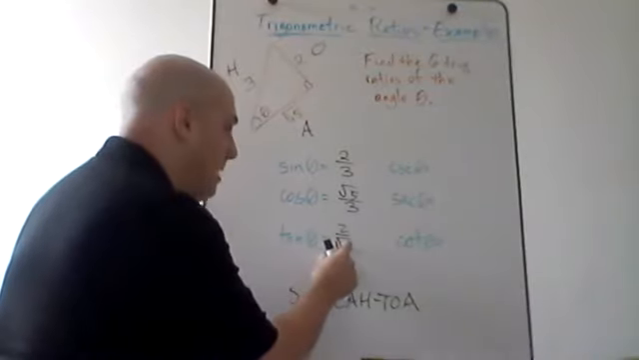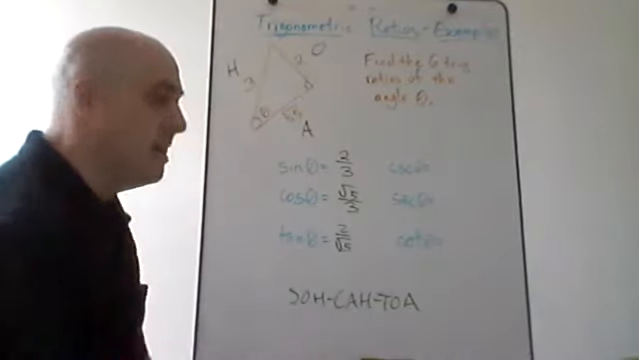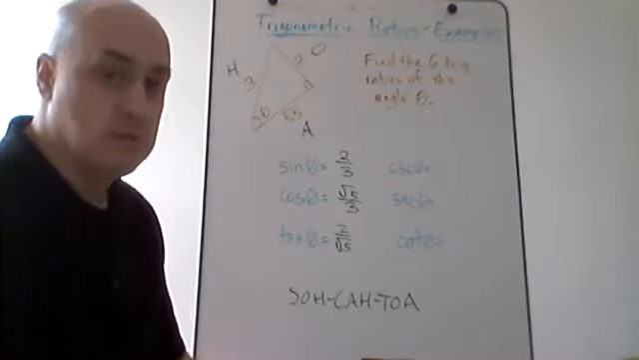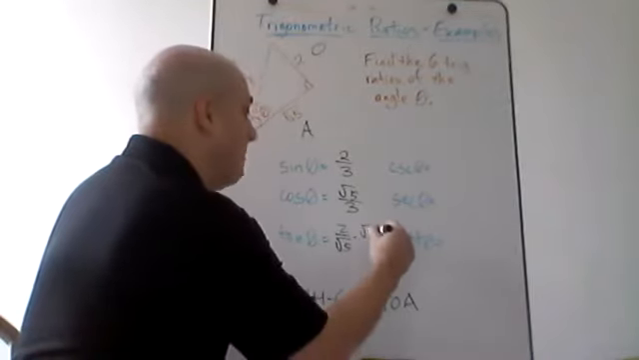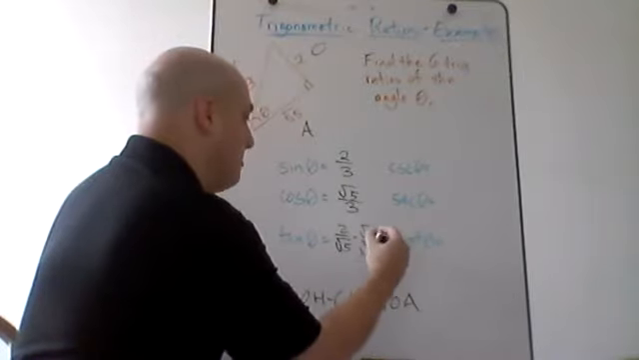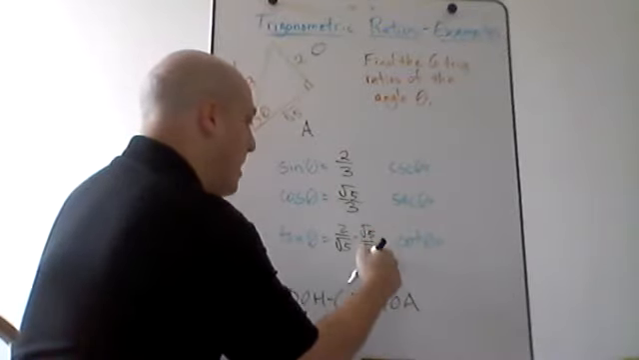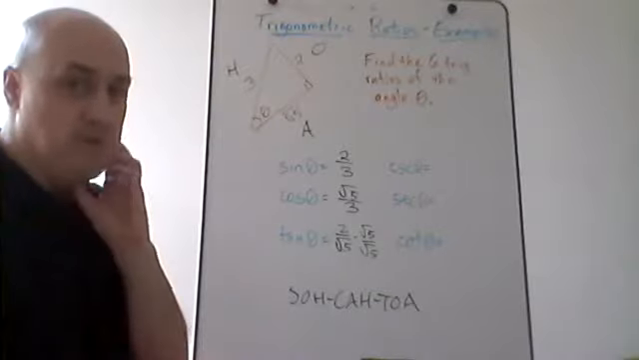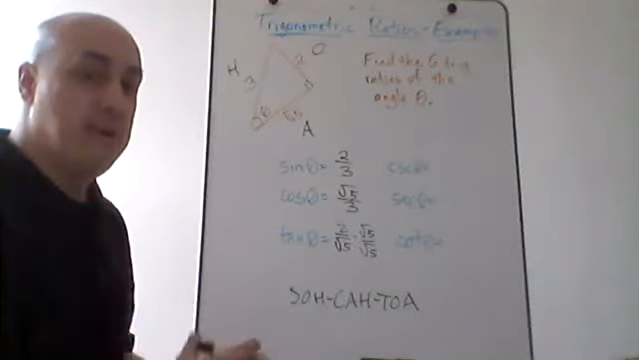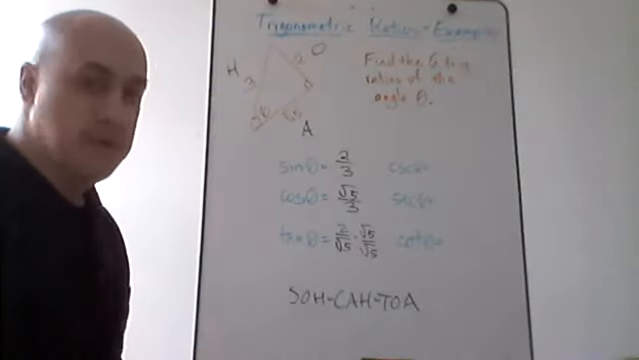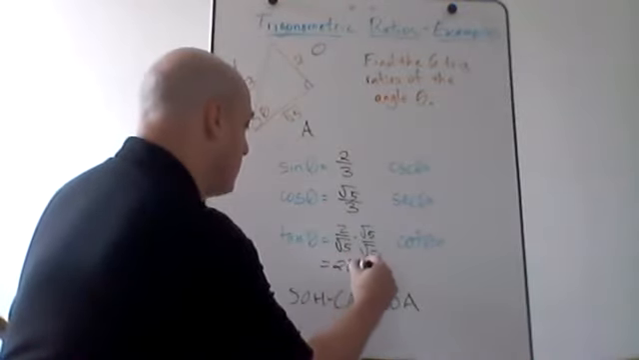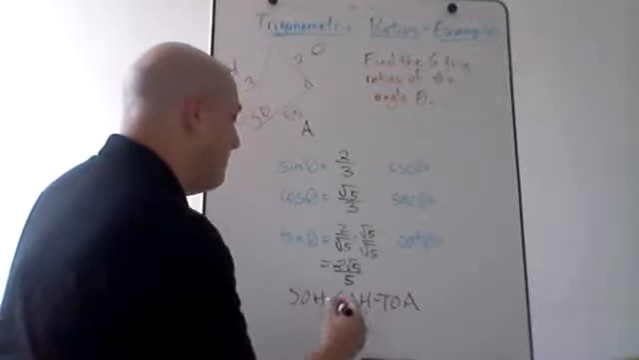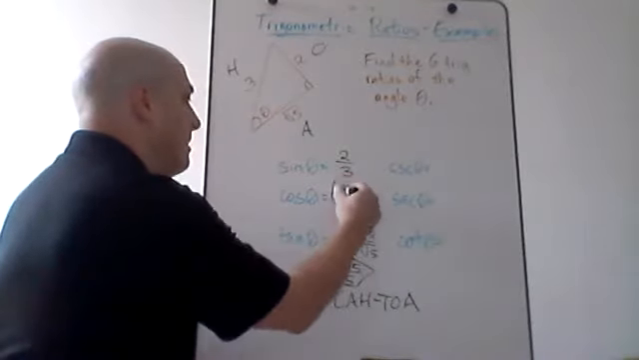Now, as happens a lot when we're evaluating trig functions, we often end up with square roots in the denominator. So I want to rationalize my denominator here by multiplying both the top and bottom by the square root of 5. I did a video a while back about rationalizing denominators, so if you don't know what I'm talking about, find that video and you'll see. When I do this, I get 2 times the square root of 5 over 5. So that's my value for tangent of theta.